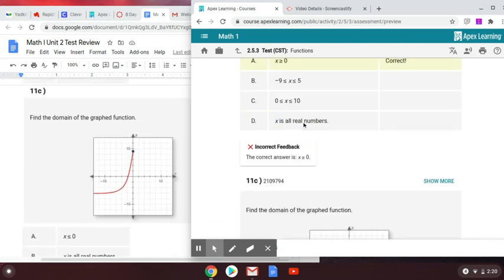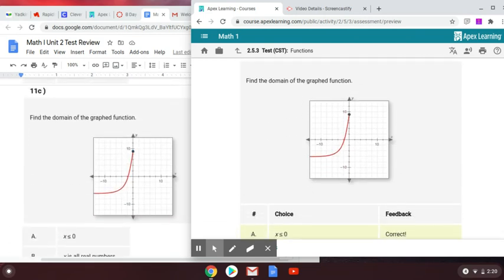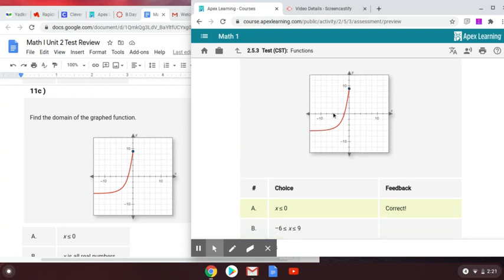11c. Find the domain. We're looking for the x's. This time it comes from -infinity this way, and it stops right here where the x would have to be 0. So the way we can describe that is just x is less than or equal to 0.